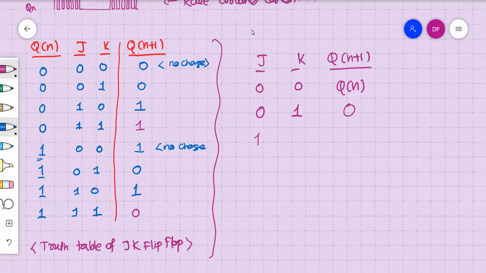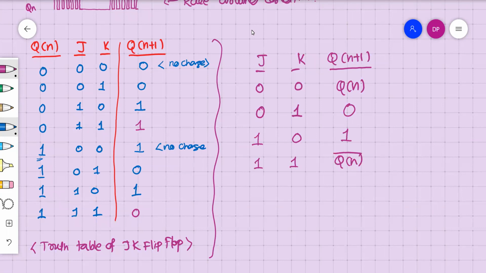Now when J is 1, K is 0. J is 1, K is 0. The output is 1, isn't it? This one. When J is 1, K is 1, here. When J is 1, K is 1, you can see the output is the complement of the present output. Okay. So what we'll take when both the inputs are 1, it's complement of Qn.